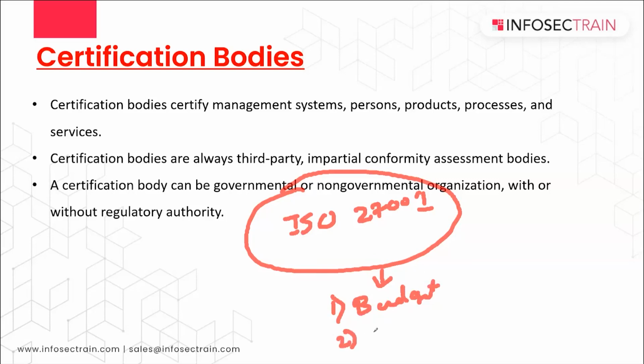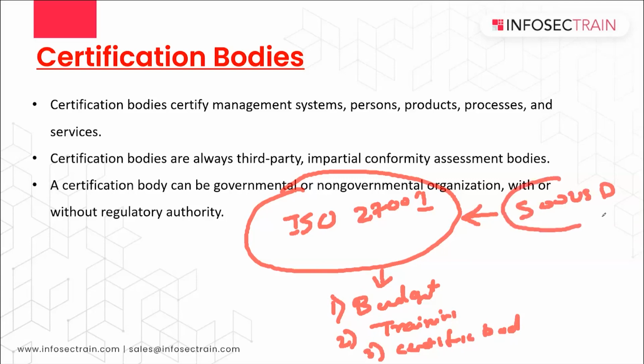Second thing will be training. Third thing will be the certification body. Okay. First you are going to set up a budget. Let's say my budget is 500 USD. In this budget, I want to go with the training as well, and I want to go with the certification as well. This is just a rough example. Okay, so I will be deciding a budget first.